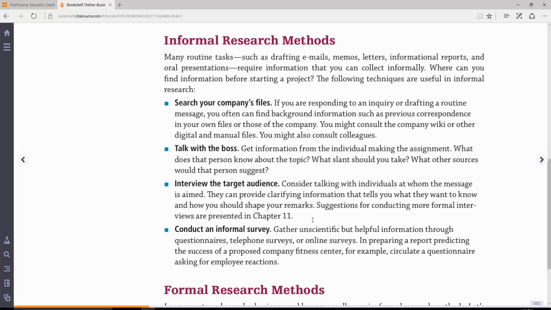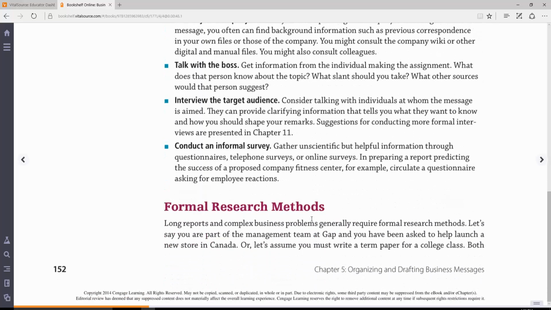Interview the target audience. Consider talking with individuals at whom the message is aimed. And then conduct an informal survey, telephone surveys, online, that type of thing. Now, formal research papers, long reports and complex business problems generally require formal research methods. Let's say you're part of the management team at Gap and you've been asked to help launch a new store in Canada. Or let's assume you have to write a term paper for a college class.